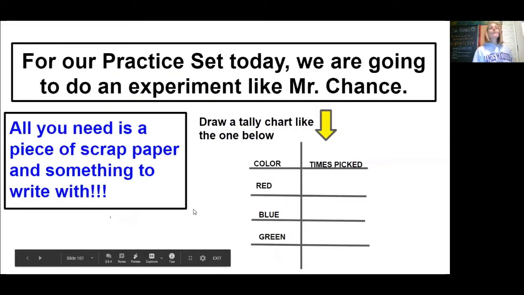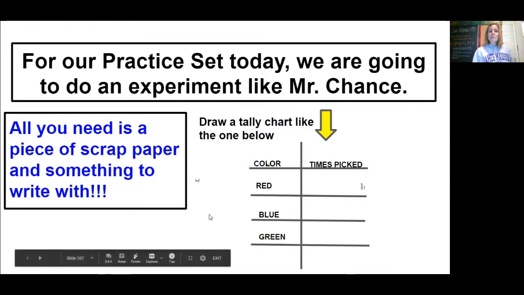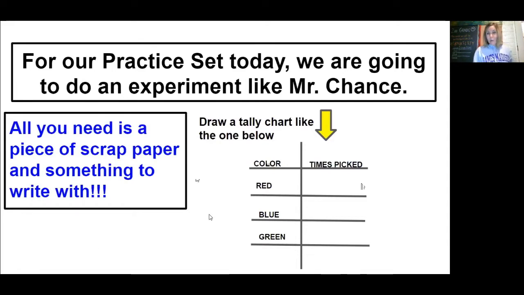So today for our practice set, we are going to repeat an experiment like Mr. Chance did. And all you will need is a piece of scrap paper and something to write with. On your scrap paper, you're going to draw a tally chart like the one below. So you need the color and the times picked. Those are your 2 categories, and then your colors are red, blue, and green. So take a minute to create your tally chart, and then you'll see what we're going to do with it.